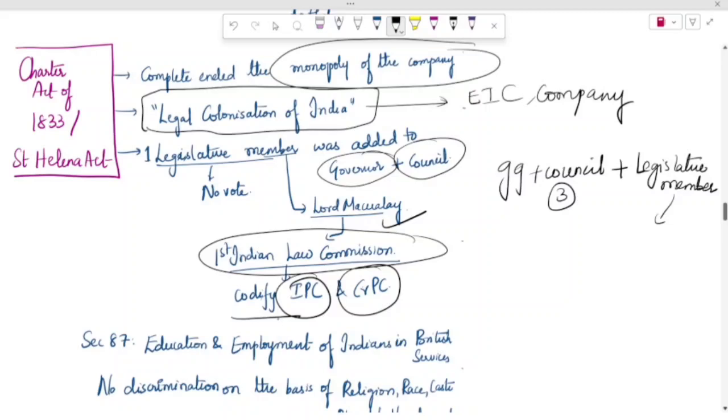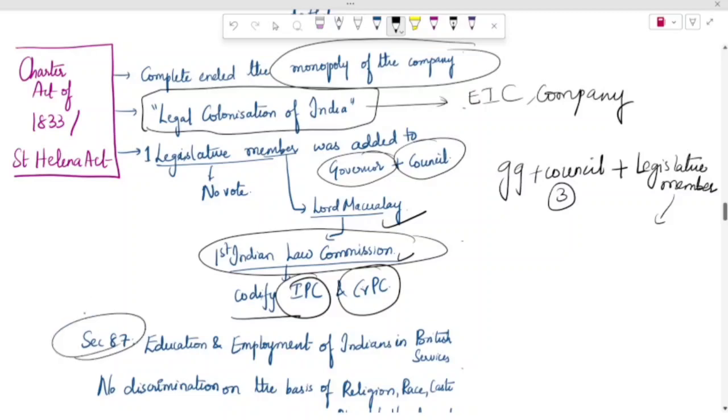So we have seen that in the 1830 Act, the written law should govern the country, but the 1833 Act said that we should codify IPC and CrPC. For that we need an Indian Law Commission headed by a legislative member, Lord Macaulay, who will be part of the Governor General in Council, but he won't have any vote.